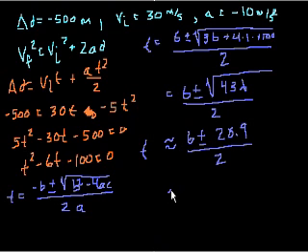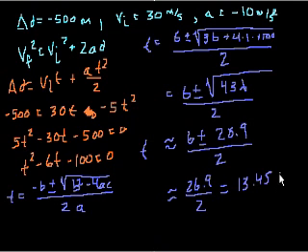So time is approximately equal to 6 plus 20.9, so that's 26.9 over 2. And that equals what? 13.45. 13.45 seconds. Time is equal to 13.45 seconds.